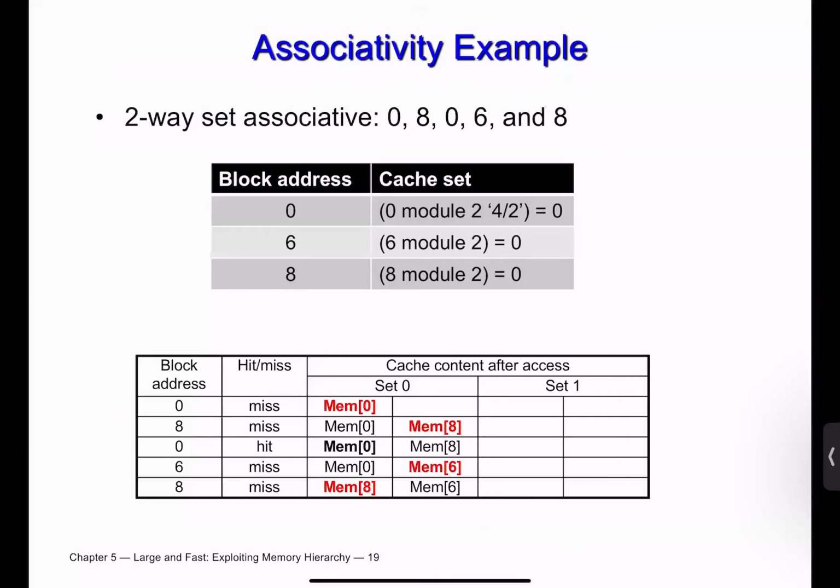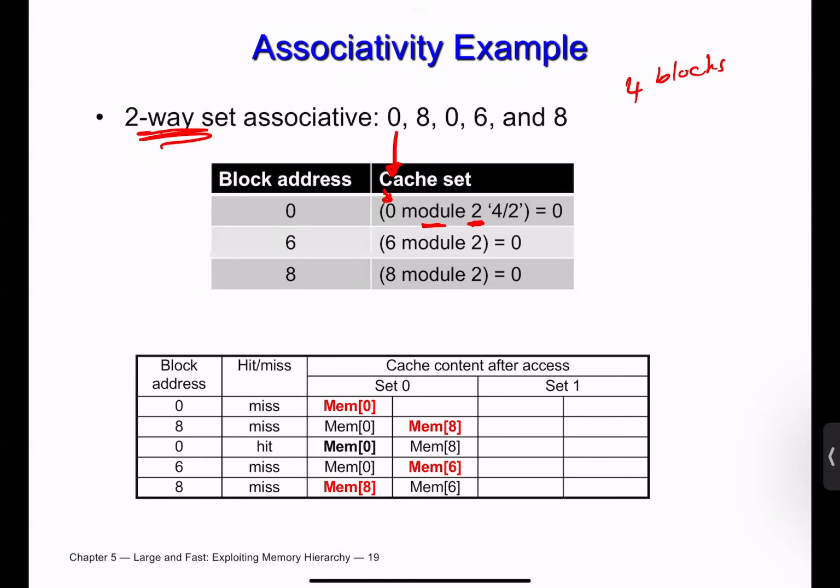Let's see what would be the case if I have a two-way set associative cache. Again, remember that I need to take the block number that is given to you, modulo the number of sets. How many sets are there here? If you recall, I have 4 blocks. So I have 4 blocks, and I have 2 ways of set associative.